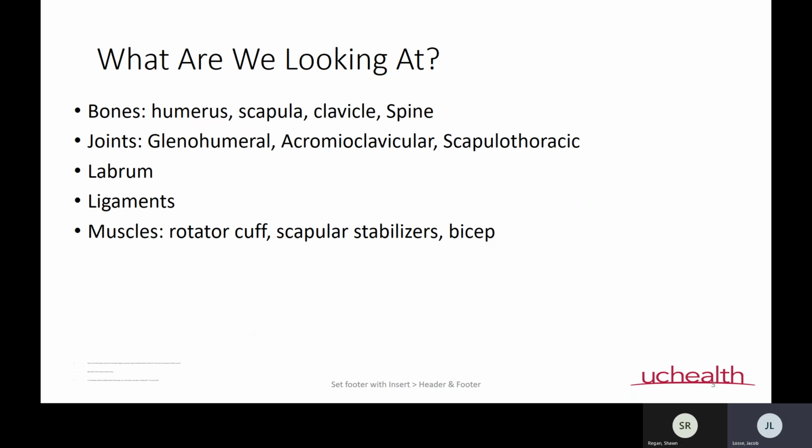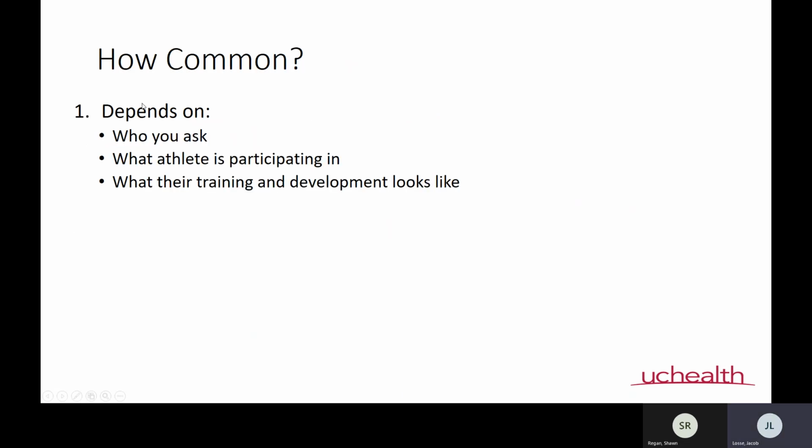First things first, we need to talk about what we are looking at here, right? When we talk about a shoulder, it could be all sorts of things. We're talking about the bones: the humerus, basically your upper arm bone; your scapula, the shoulder blade that articulates with that humerus; your clavicle, so your collarbone; and the spine that connects everything all together. When we look at that shoulder, it can be a couple of joints.